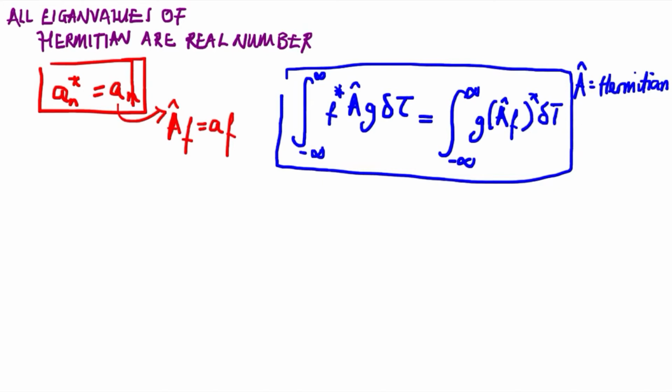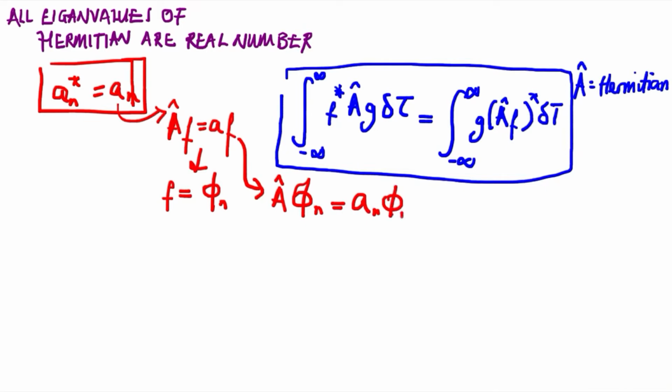From this particular formula, we can define, let's just say, our eigenfunction to be equal to phi n, and from there we can rewrite this particular formula to be A, which is our operator, acting on phi n, and this is equal to a n phi n, where in this case we can define a n to be, in this case, real numbers.